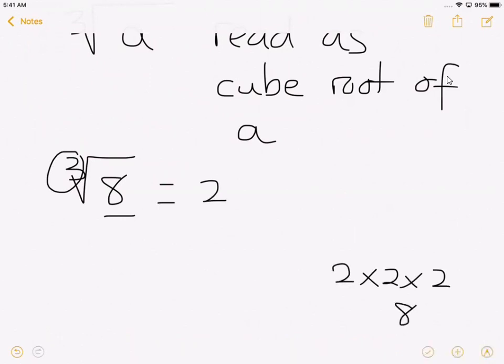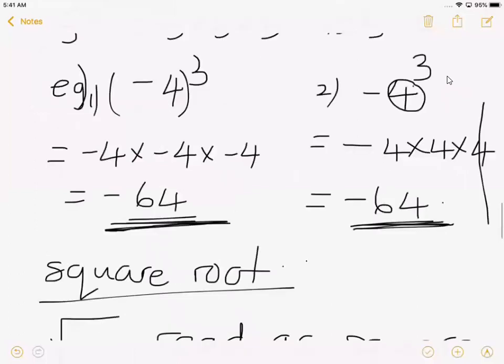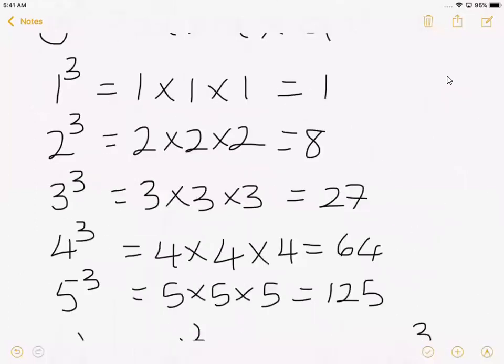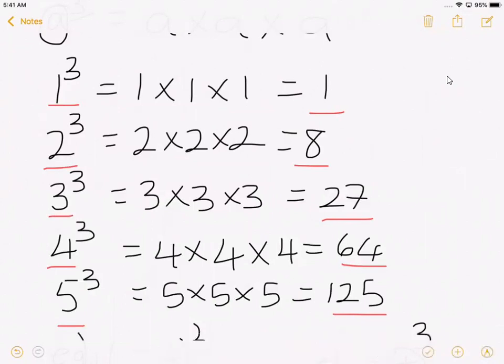So let's go back to the cube root, to the squares, I mean. The cube root of 1 is 1. The cube root of 8 is 2. The cube root of 27 is 3. And the cube root of 64 is 4. The cube root of 125 is 5, because if we say 5 times 5 times 5, 3 times, we get 125. Now let's do examples.